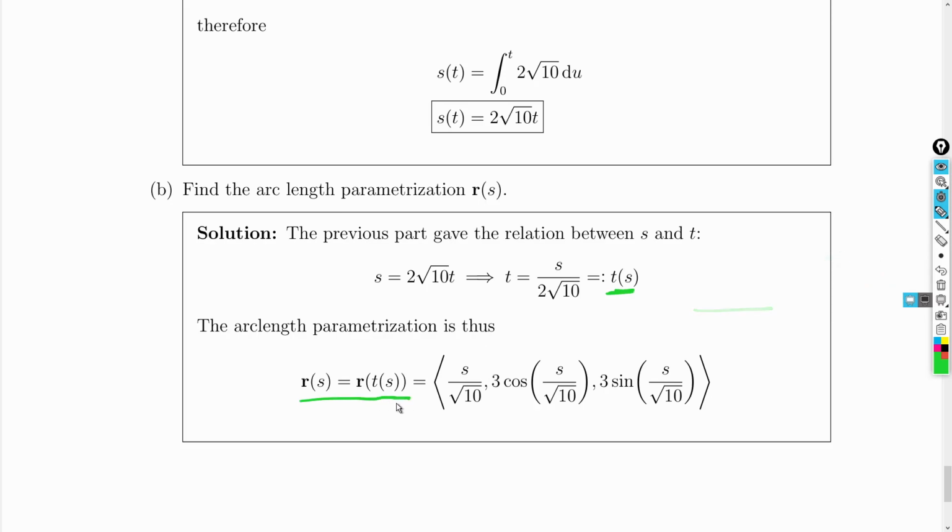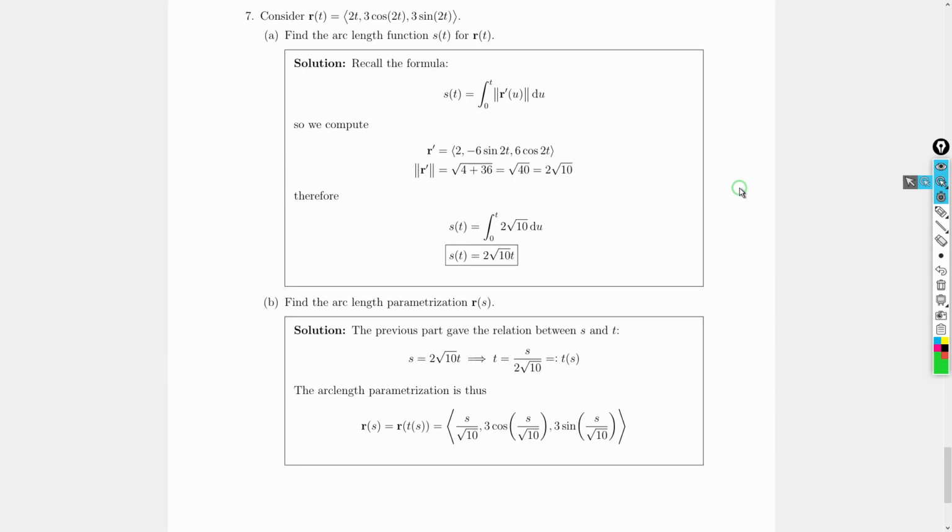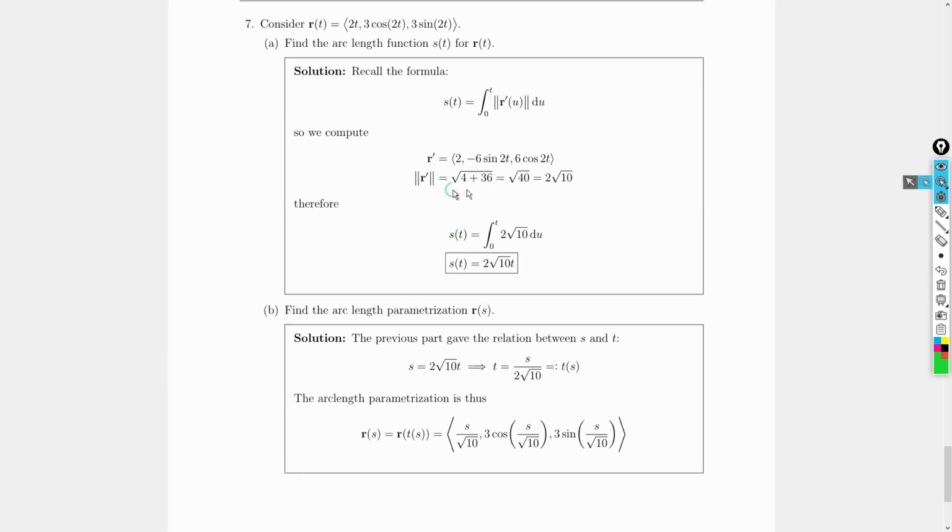Let me zoom out a little bit. I should be able to, I think. Please. Oh dear. Okay, there we go.